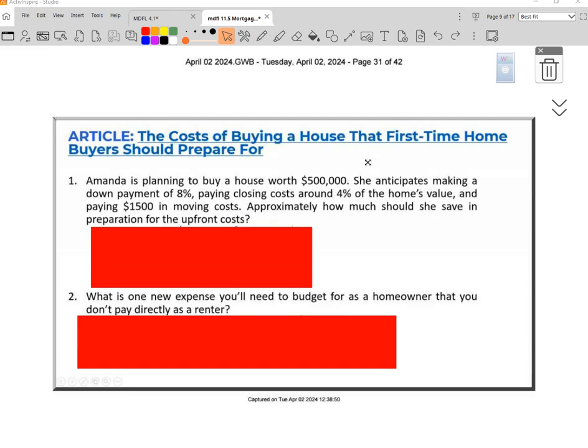8%, 4%. It's 8% of what the house is worth right there, $500,000. 4% of that home's value, $500,000. And then a $1,500 flat fee. Does that make sense? What do you think the moving costs might be? Anybody have any idea of what it might cost you to move into a new home?